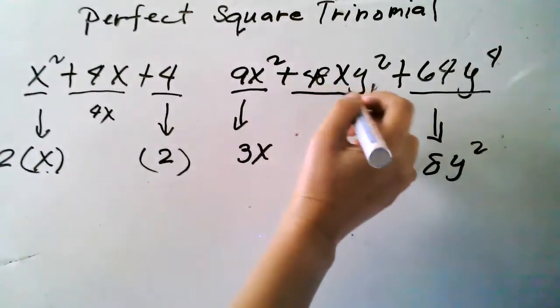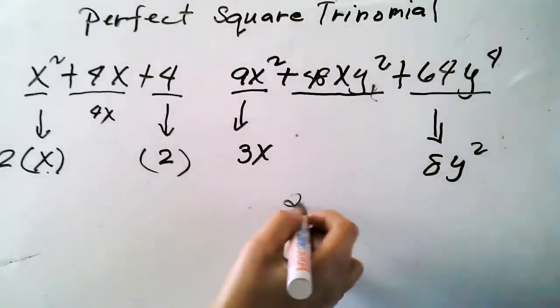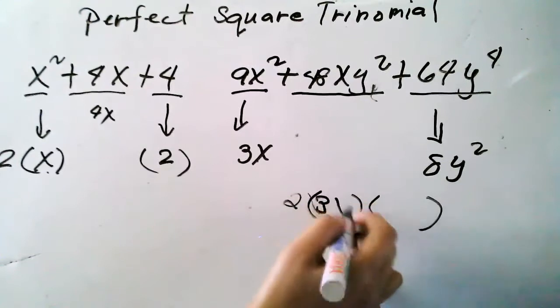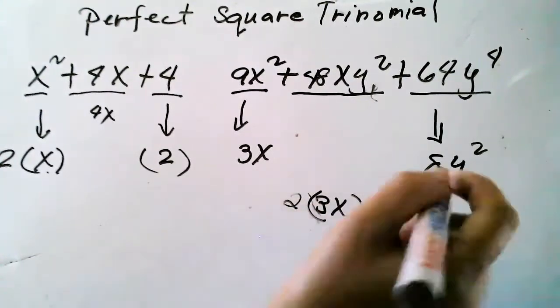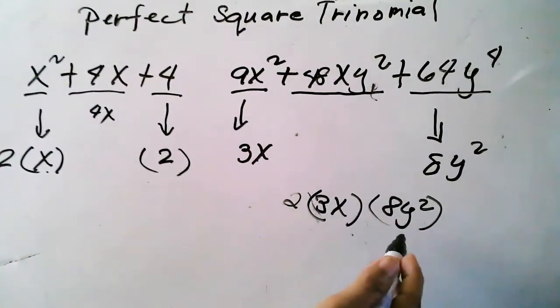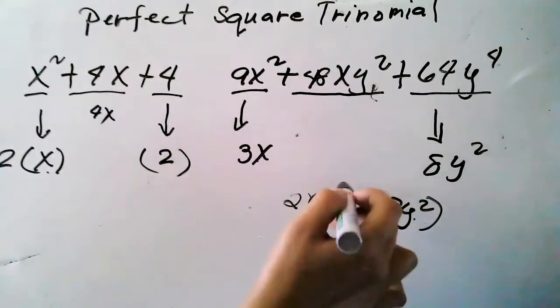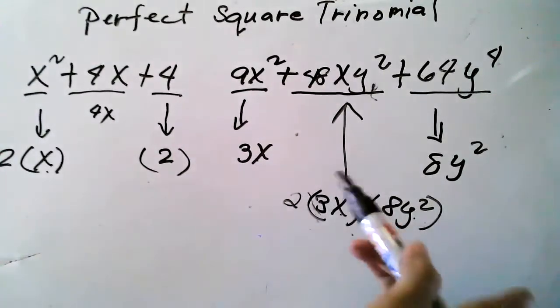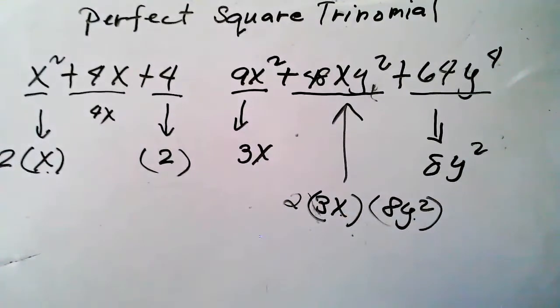And then the middle term is 2 times the product of these square roots. And that will give us 2 times 3 is 6 times 8 is 48xy squared, okay? So therefore, these are the things that you should consider to determine if a given trinomial is a perfect square trinomial. Now, how do we factor a perfect square trinomial?